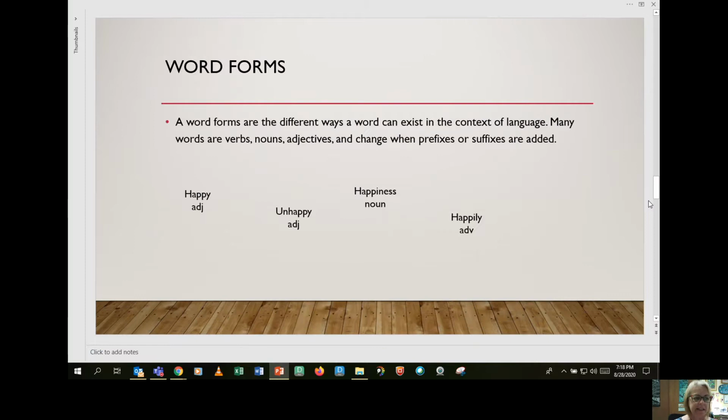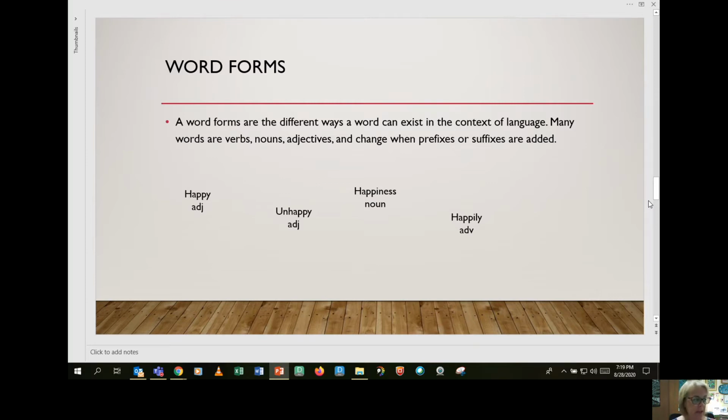Okay, next let's make sure we understand what a word form is. Now a lot of people think, oh, what's the word form? It's a noun. Oh, that's a verb. Maybe it's an adjective. Well, honestly, that's kind of correct. But honestly, a word form is just different words that you can form from the base word. So let me say that again. A word form is a new word that you can form from a base word. So every word that you form from a base word is a word form, okay? So it's a new word.